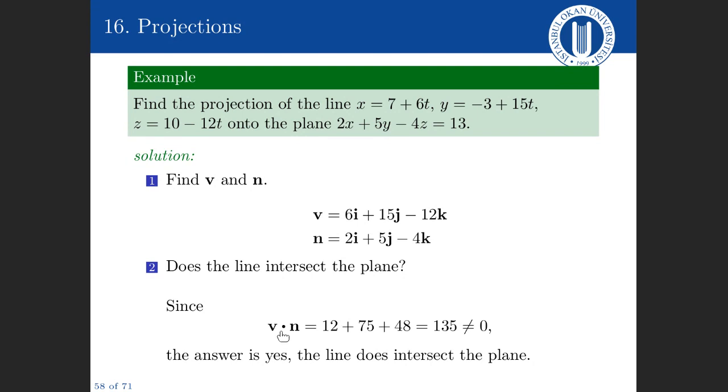To decide if it's parallel, we calculate v dot n, and in this case we find that v dot n is not 0. So the line is not parallel to the plane. The line does intersect the plane somewhere.